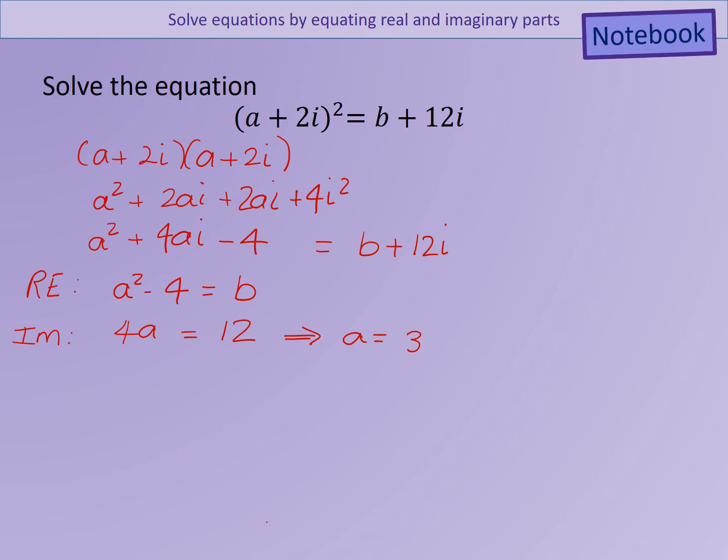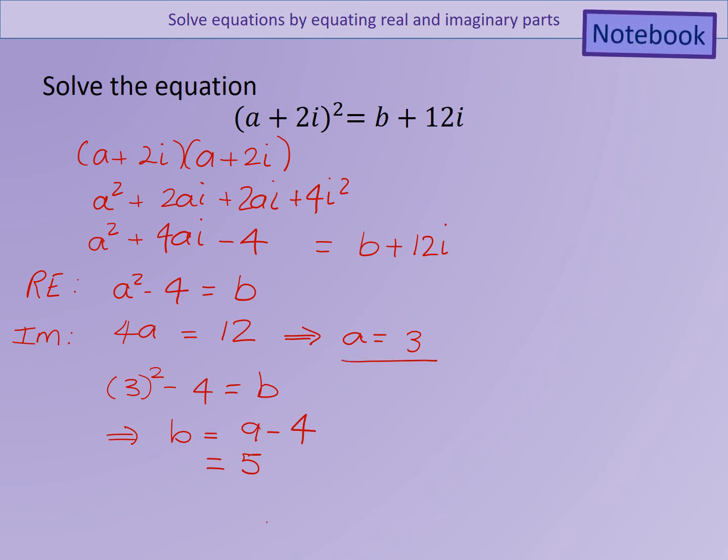Okay, we can now substitute the a equal to 3 into the real equation. And so this becomes 3 squared minus 4 is equal to b. And therefore b will be equal to 9 take away 4, which is 5. So our answer here, a is equal to 3 and b is equal to 5.